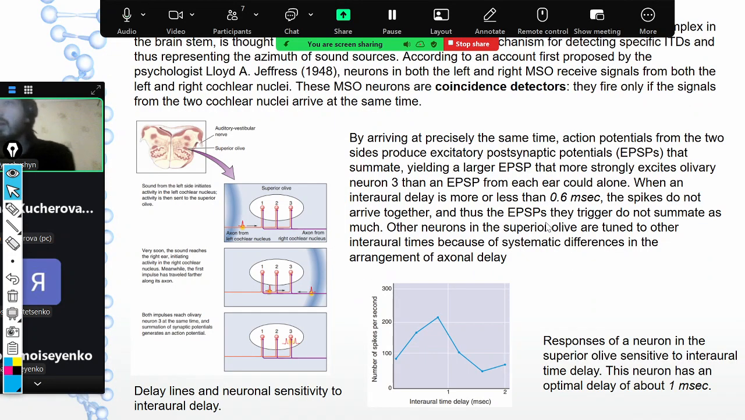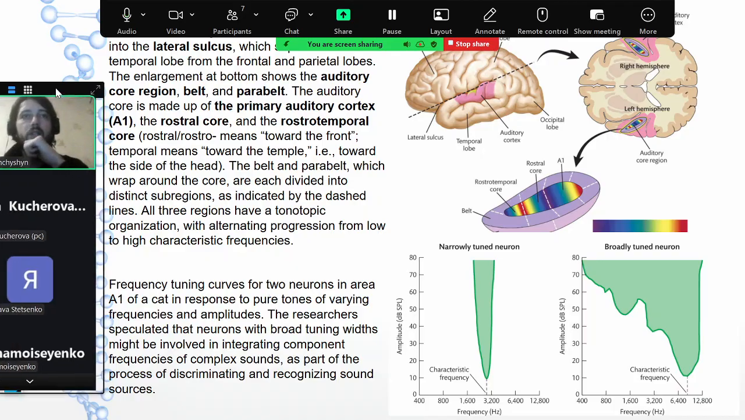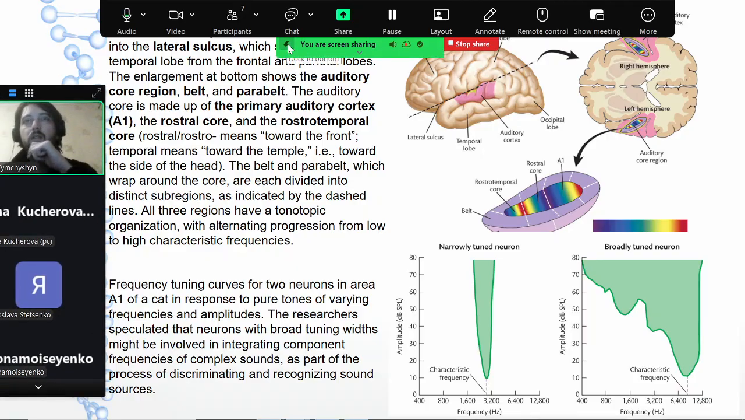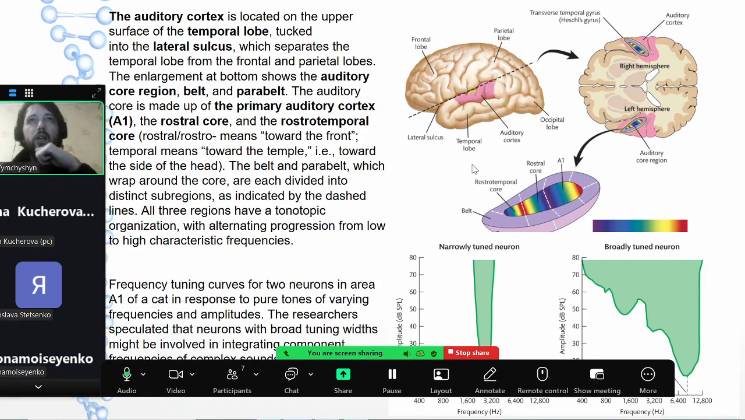Let me return back. So here we have these sort of detectors. I guess I will show you them a little bit later. What else? The auditory cortex.